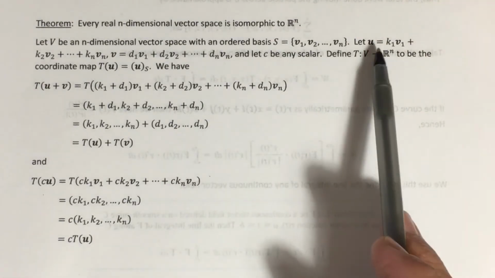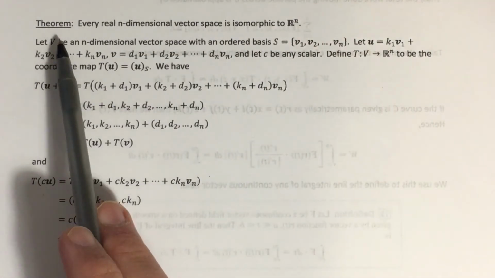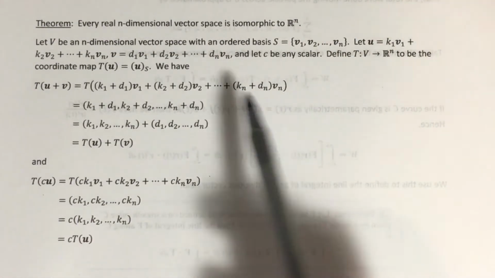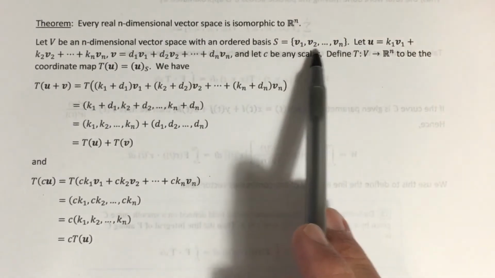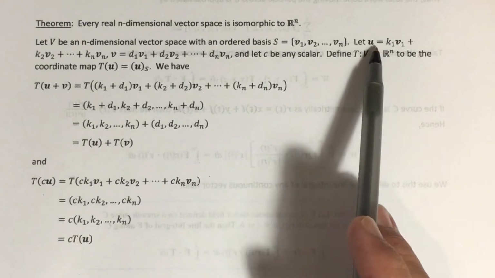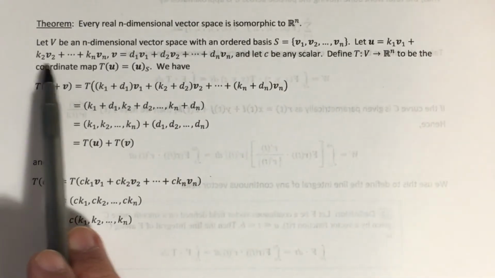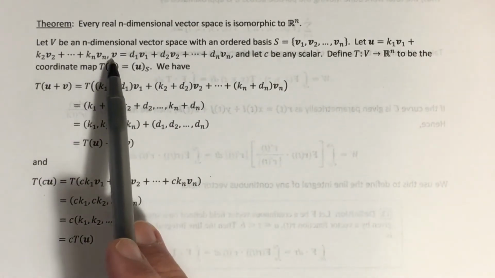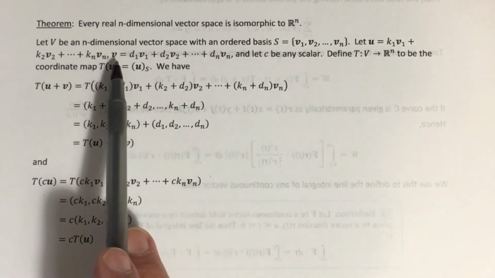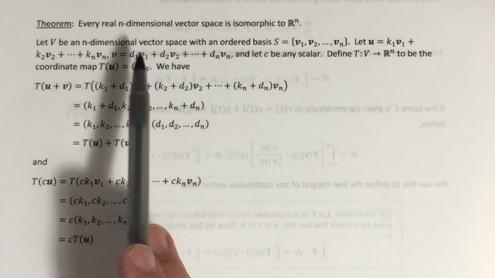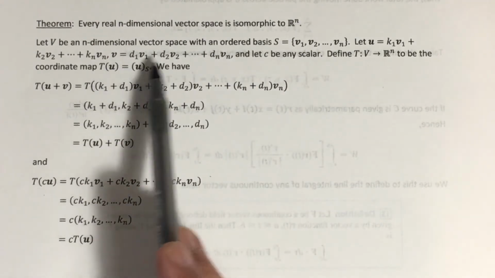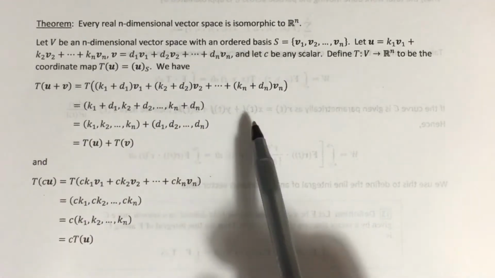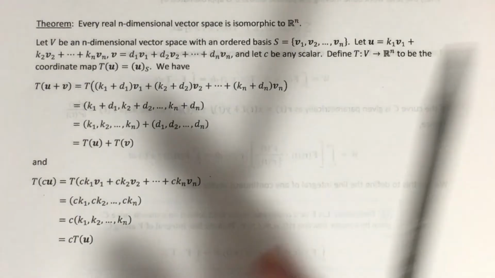Now I'm going to let U be any vector in V, but because I've defined this basis here, I can represent U as a linear combination of these basis vectors. So U equals K1V1 plus K2V2, and so on, right? I'm going to pick another vector in V. I'm just going to call it V, and do the same thing, represent it as a linear combination of those basis vectors, D1V1 plus D2V2, and so on. And then I'm going to let C just be any scalar.